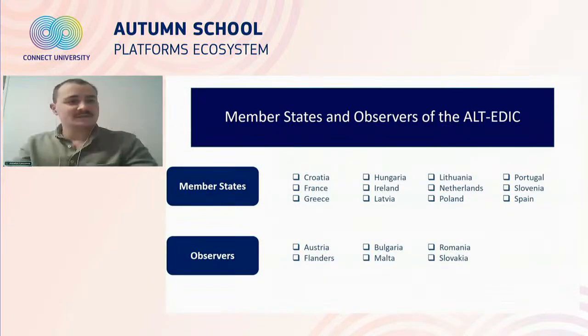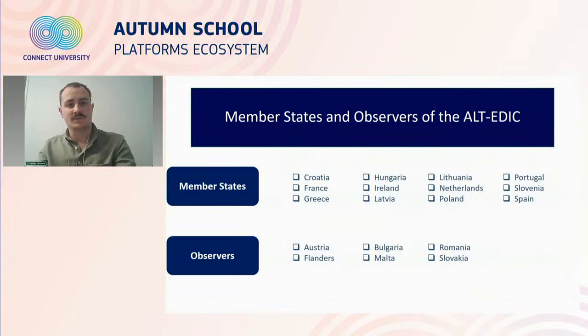Okay, so now let's focus on the member states and the observers of the ALTEDIC. So as you can see, for now, there are 12 member states and 6 observers. Just for your information, the main difference between both statuses is that observers can attend the Assembly of Members, but they don't have the right to vote nor to benefit from and exploit the results obtained by the ALTEDIC. They can be observers for a period of 3 years, but they can reapply for renewal of their status only once.